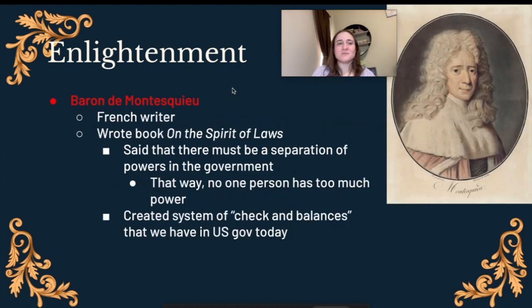All right, the next one is Baron de Montesquieu. So he was a French writer. I know, a lot of French people in this. So he wrote a book called On the Spirit of Laws, and that said that there must be a separation of powers in the government. So that way, no one person in the government would have too much power. And this created something called the system of checks and balances. And it is the exact system that the US government has based their checks and balances on. So you can thank this dude here for checks and balances in today's US government.